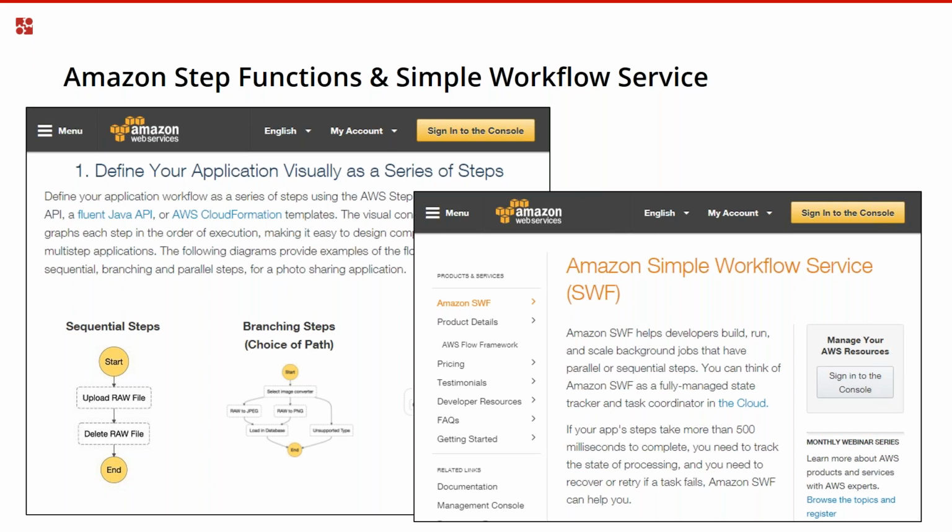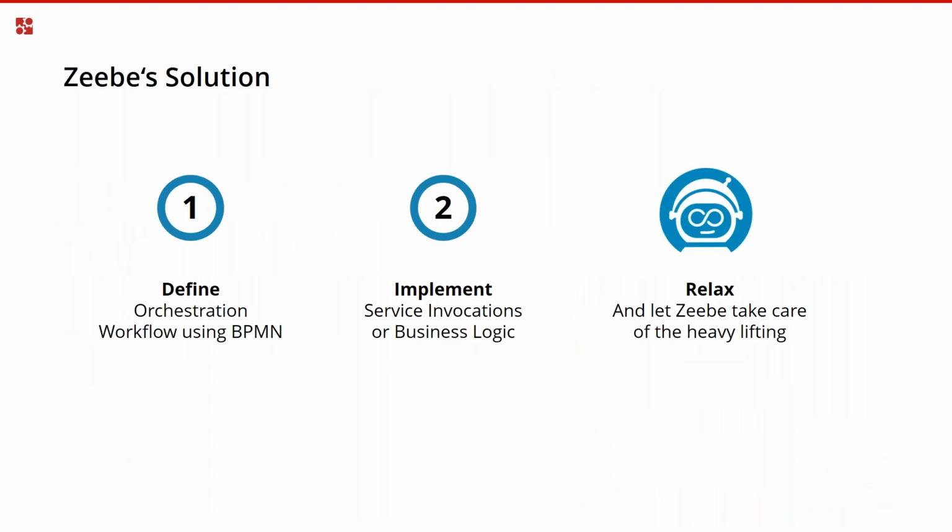And we've been working on the Zeebe project now for almost a year, and we looked at these developments and we said, hey, we're coming from the BPM and workflow space and we have something to offer here. And our solution is Zeebe. It's quite simple. What you do is you define your orchestration as a workflow using BPMN. This is what we bring to the table from our space. And then you can implement service invocations or business logic in your microservices using different programming languages. And then you can give the orchestration to Zeebe, and Zeebe can take care of the heavy lifting.